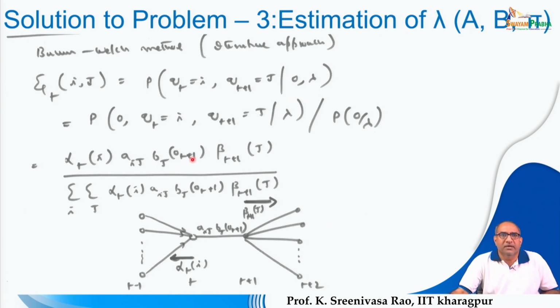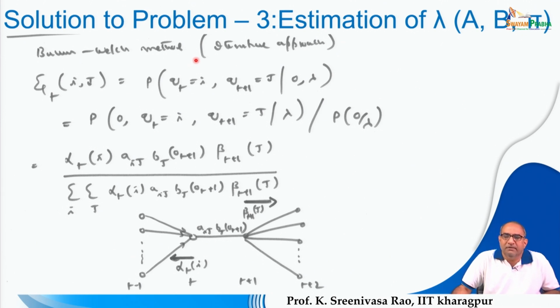Now we will look at problem 3. As you know, problem 3 is a training step. It's nothing but estimation of the model parameters A, B, pi. What is A? A is the state transition matrix. B is the symbol probability matrix, and pi is the initial state matrix, right? And here, how do we compute this? For computation of these things, we use the iterative approach.